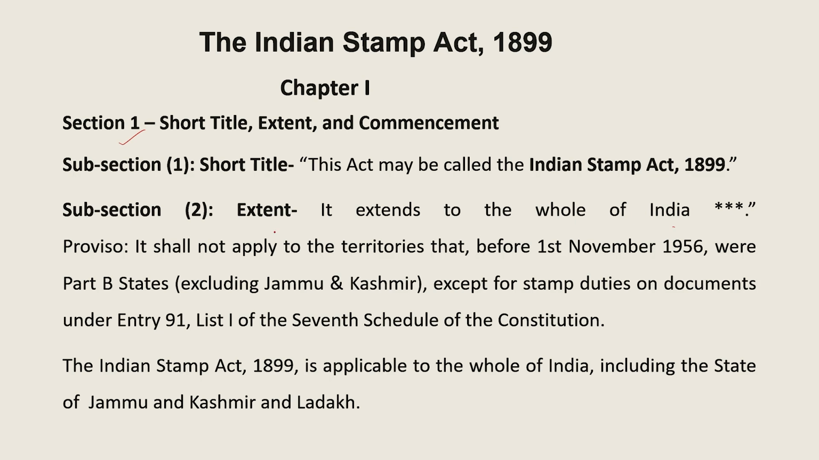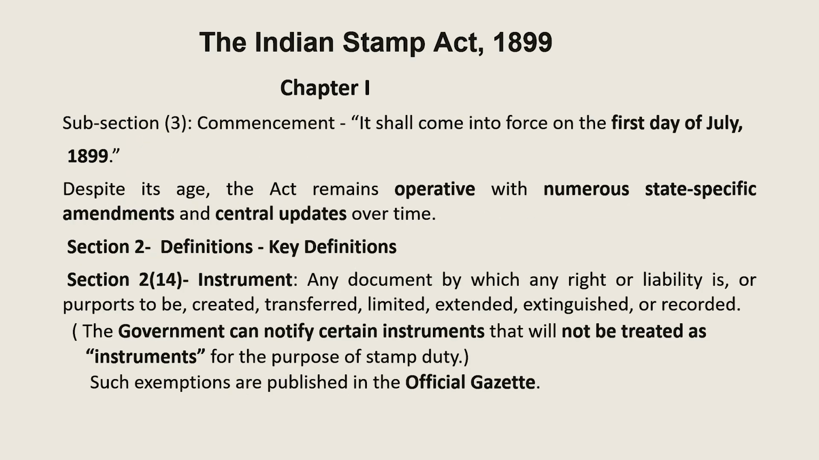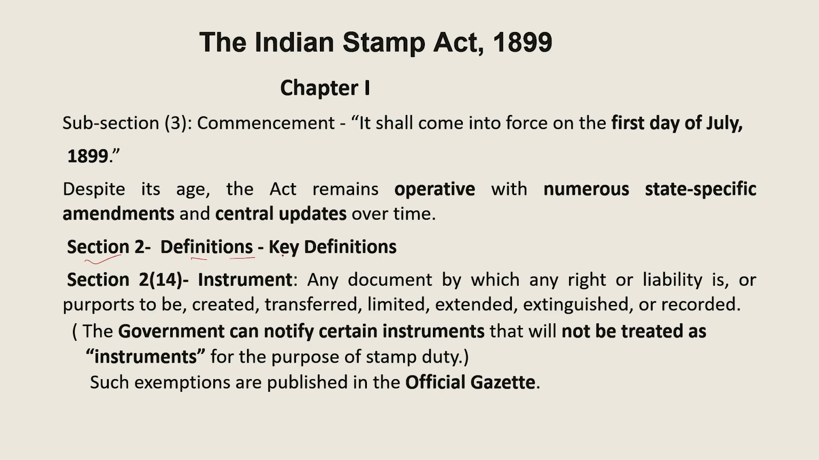As we have to read this as per the language of the Act, provided that it shall not apply to the territories that before 1st November 1956 were Part B states. The Indian Stamp Act 1899 is now applicable to the whole of India, including the state of Jammu and Kashmir and the Union Territory of Ladakh. Now in subsection 3, commencement, it shall come into force on the 1st of July 1899. Despite its age, this Act still remains operative and is still serving its purpose of collecting revenue for the state government.